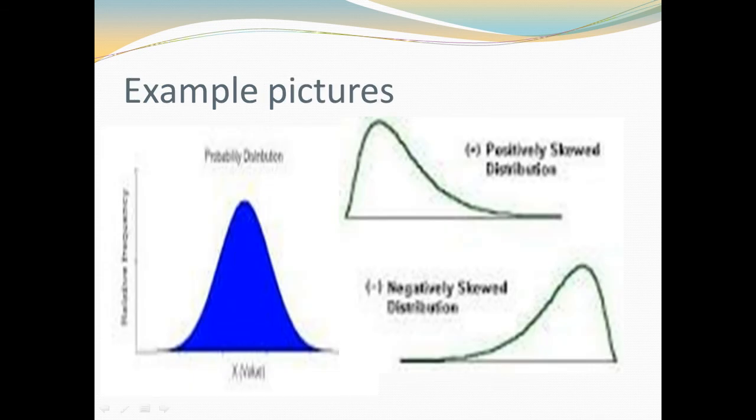Here's a couple example pictures of what skews look like. The one to the left, filled in with blue, is your 0 skew. It's perfectly symmetrical on both sides. Ideally, that's what you want your data to look like. Positive skew is again when we have most of the scores to the left, and you have a long right tail. The opposite is true of negative skew, as you can see below that.